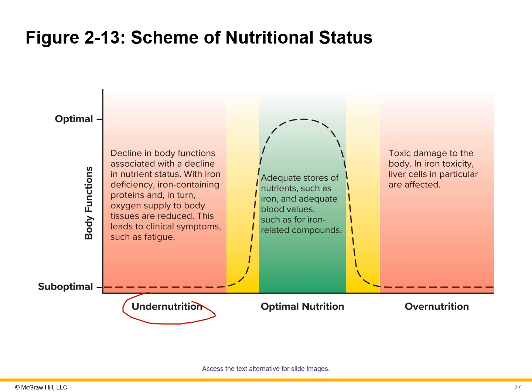So some of that is declined body function. We're going to be tired, but also our body's not going to get enough oxygen. It's not going to get enough nutrients, and that will lead to fatigue. Whereas overnutrition, having too much, can be toxic. We have too much iron, too many minerals, and it causes problems with our liver. So we want to be in that optimal nutrition state to maintain a healthy lifestyle.